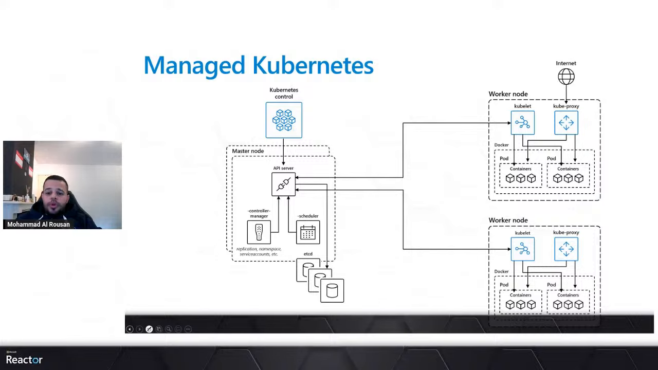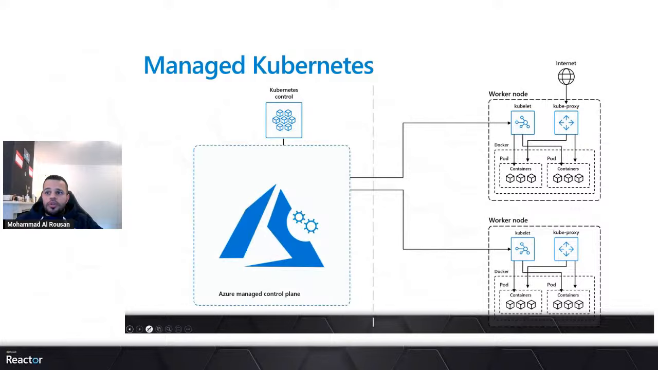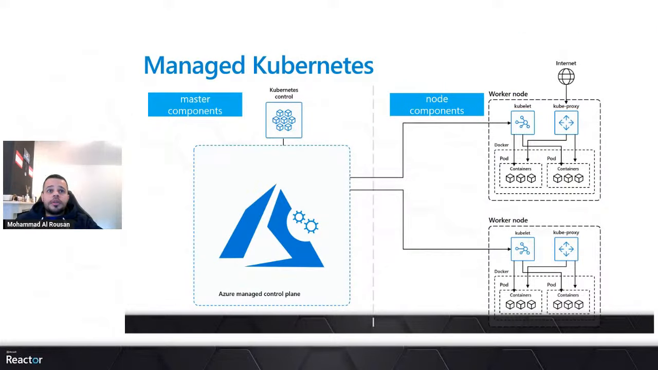So, as we said before, Kubernetes is made of master node and worker node. Master node is managed by Microsoft, they call it a control plane, and worker node is managed by you. I'll show you an example.